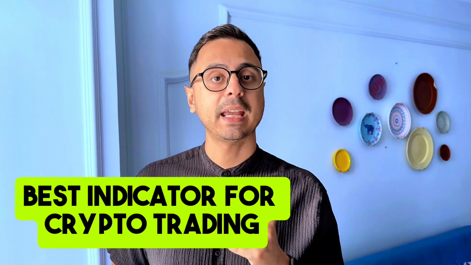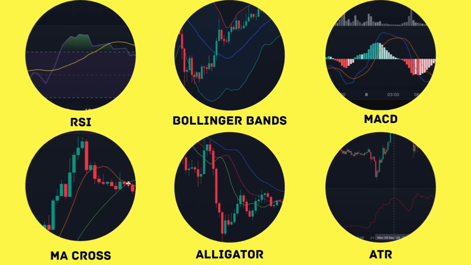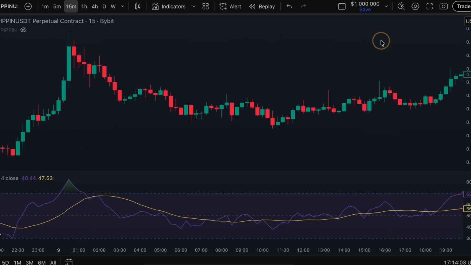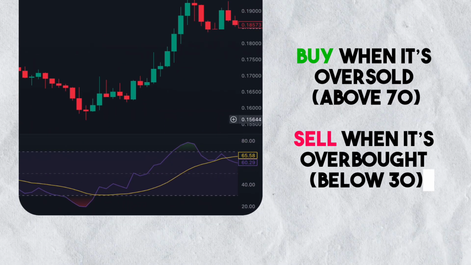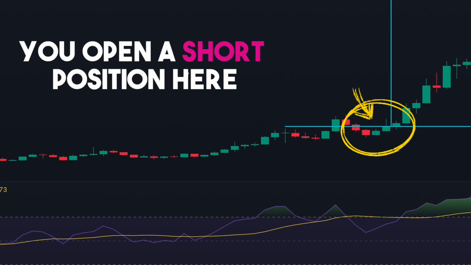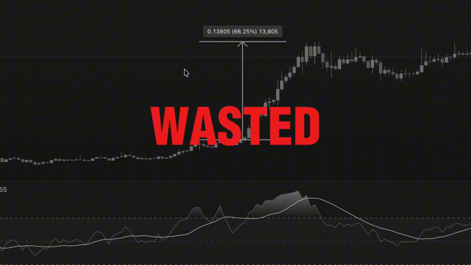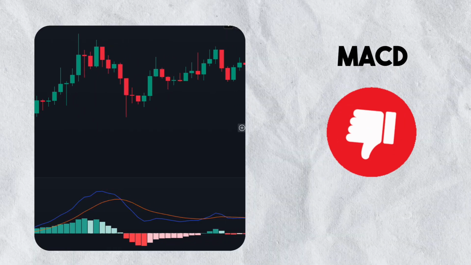What's the best indicator for crypto trading? You've probably tested dozens of indicators already, and RSI is usually the first one everyone tries. The classic advice is simple: buy when it's oversold, sell when it's overbought. But in reality, you open a short when RSI goes above 70 and the price keeps pumping straight into your stop loss. The same thing happens with other indicators like MACD, Bollinger Bands, moving averages and others.